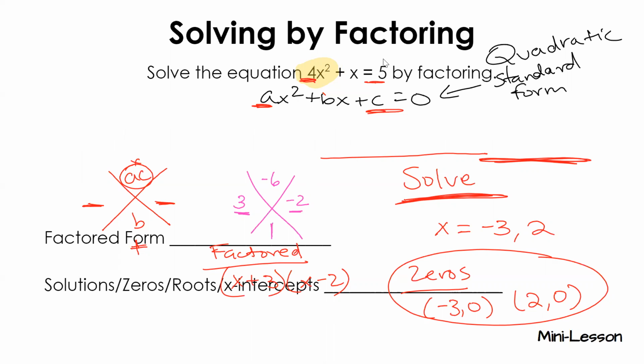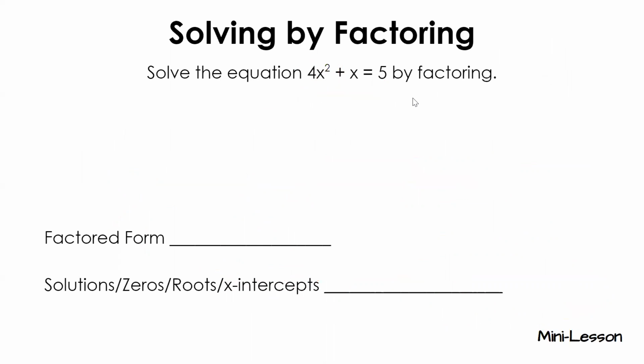Okay, so now we're going to take it up a notch. This is example 2. Write it down. All right, so we want to have this written in standard form. This is not written in standard form right now. Okay, we got to move 5. This is a vertex form. This is not a standard form.